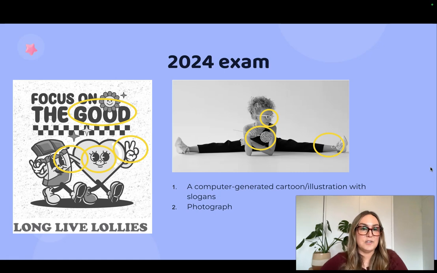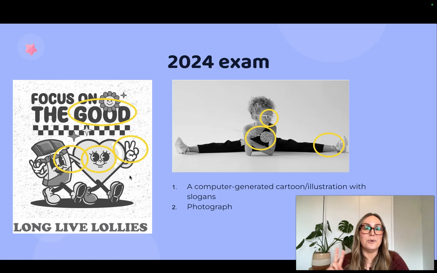So what are the kinds of things that you could look out for? In the 2024 exam, we had the gym and the lollies piece. And here are the two images that were in there. We had a computer-generated cartoon and we had a photograph. And you can see here I've tried to highlight some of the visual features that I would have been writing about in my essay. You have a heart and a chocolate bar walking hand in hand, smiling.